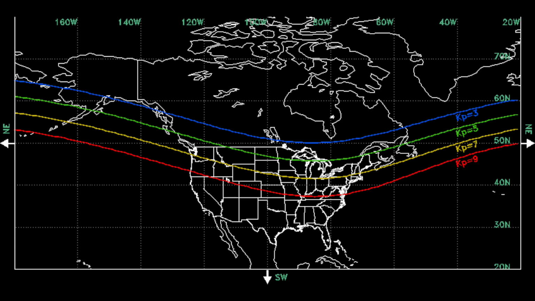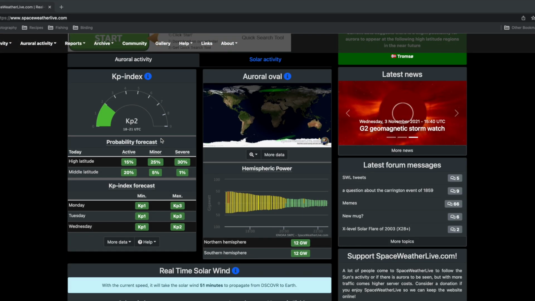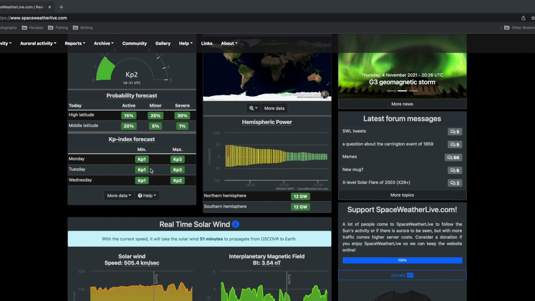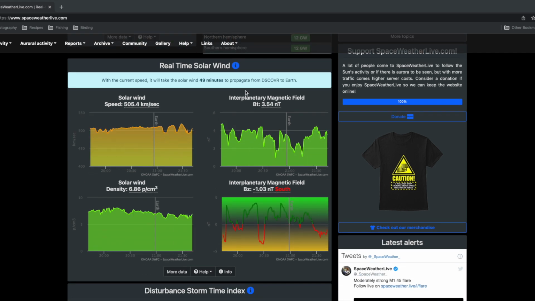And I'll post a little map here that kind of shows expected aurora activity based on KP indices across the lower 48. But there's some other information here that is worth going over. It also gives you probability forecasts for higher and mid latitudes, and it also gives you forecasts by day. And then as you scroll down here, you'll also get real-time data from the Discover satellite, which is monitoring the solar winds, and it gives you the estimated time of arrival of that data here in the Earth's atmosphere.